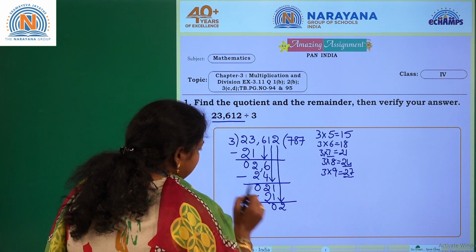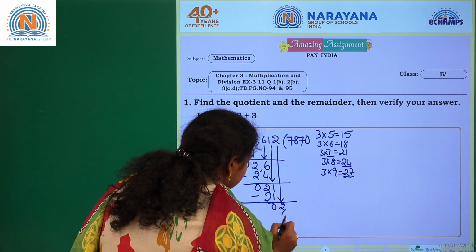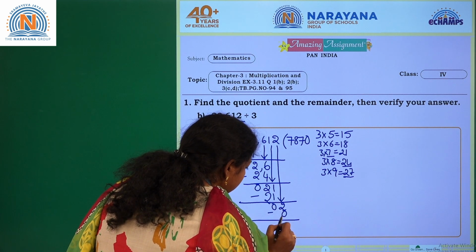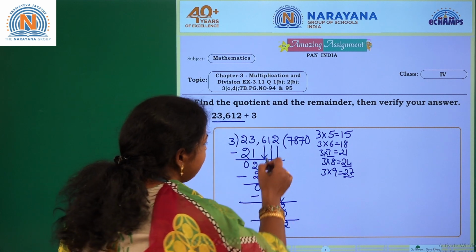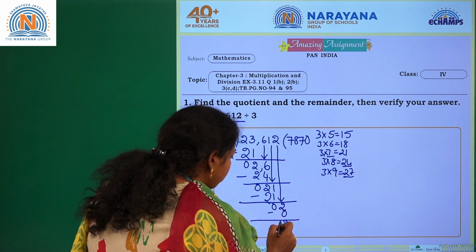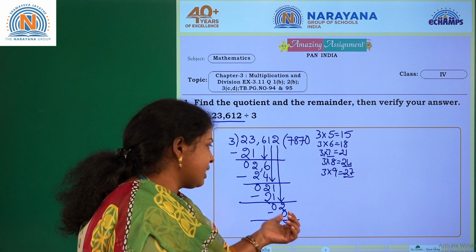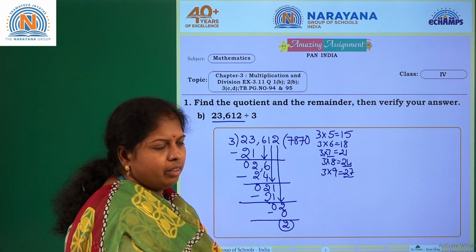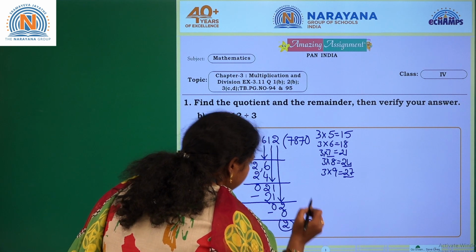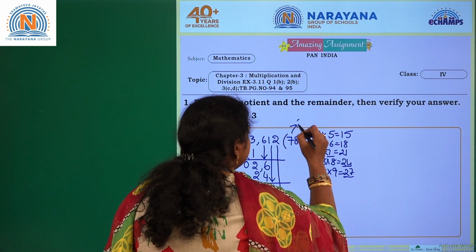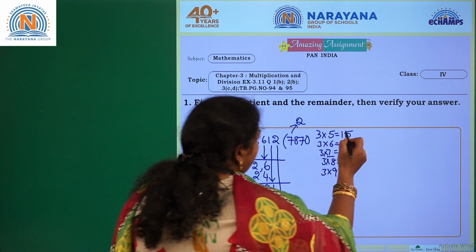Can you subtract 3 from 2? No. So 3 times 0 is 0. So let us subtract 0 from 2. You will get the same number, that is 2. And is there any digit left? No. So 2 is the only digit and you cannot subtract 3 from 2. So 2 is our remainder. What is the remainder here? Number 2. And what is the quotient? 7,870.